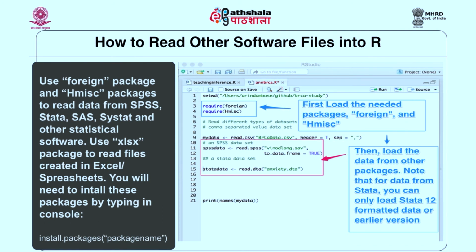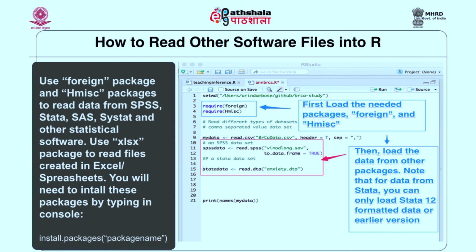In addition to comma separated value file, which is a very versatile and very useful format of writing R files, you can also read other software files into R, because many people do their work in SAS or SPSS or Stata and other software. In order to do that, you will need to use a package. And one such package is known as the foreign package, F-O-R-E-I-G-N, the foreign package. You can also use another package known as the Hmisc package, and these packages were specially written for this particular purpose.